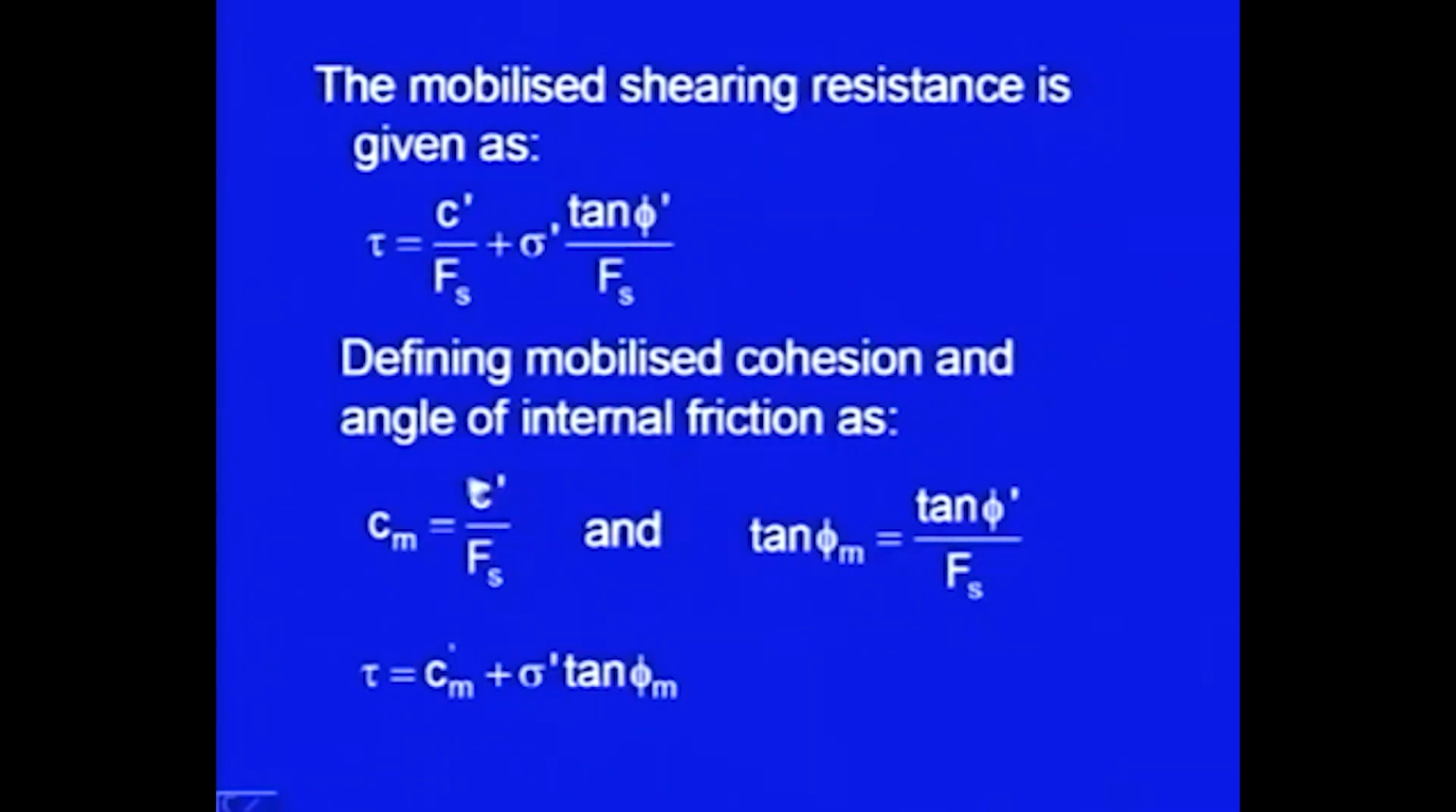So, if I define them like that, then in the equation tau equal to C dash upon Fs, I replace it by Cm dash here, and here sigma dash tan of phi m. So, this is the new equation I am getting in terms of mobilized shear strength parameters.